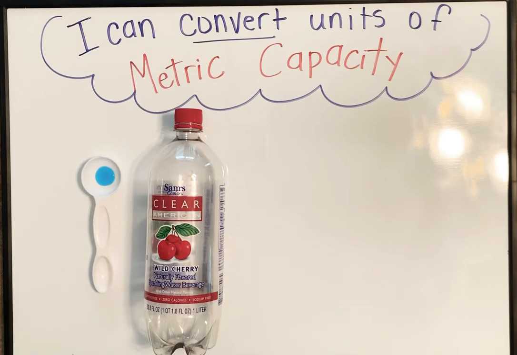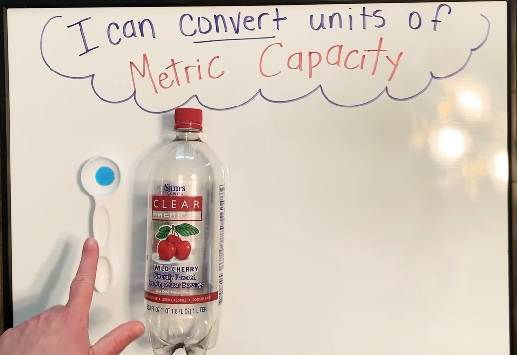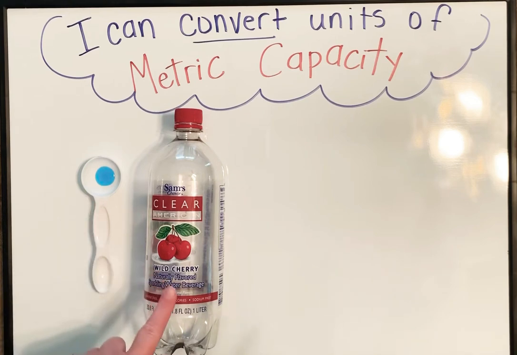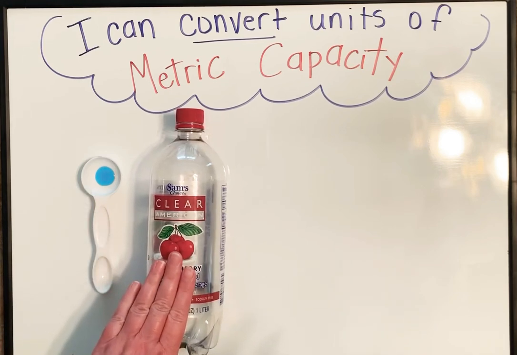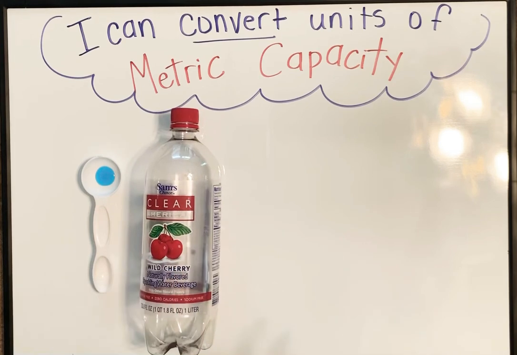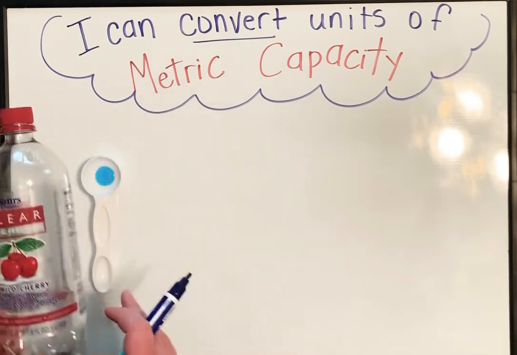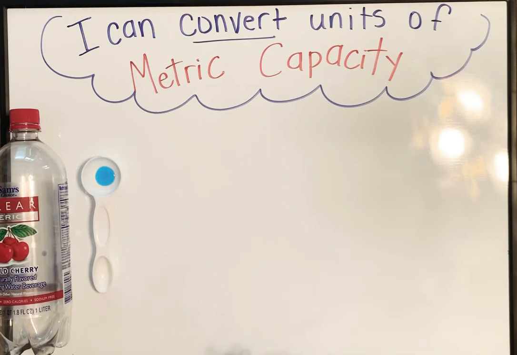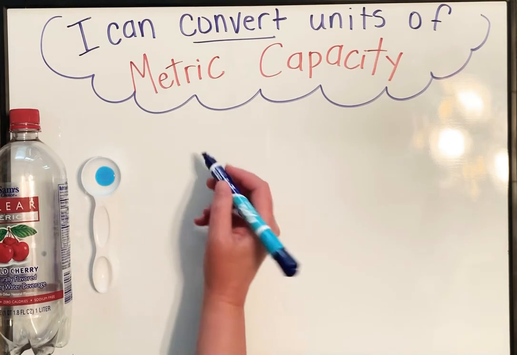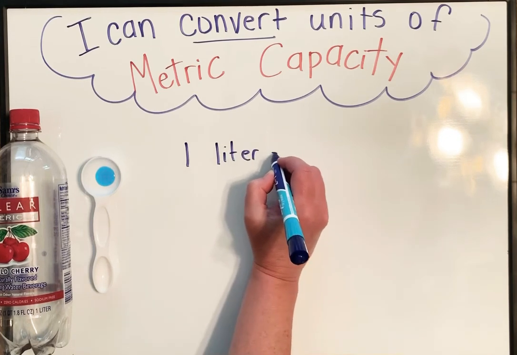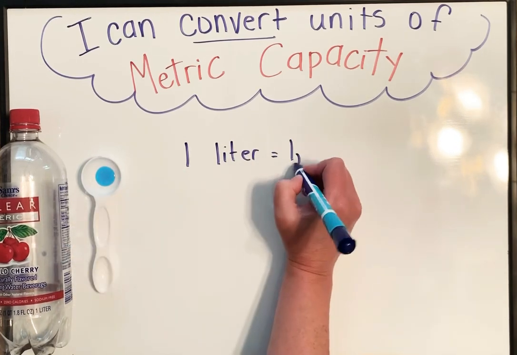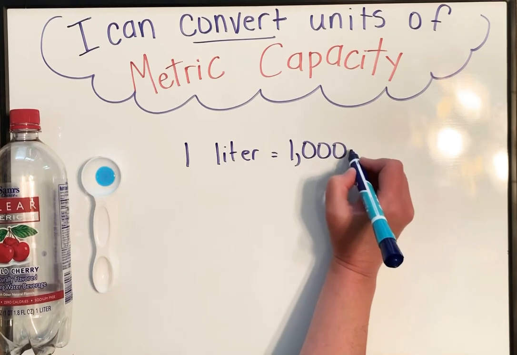Now in 4th grade, we only look at 2 units, the liter and the milliliter. You can see that this is smaller than the liter. It takes 1,000 milliliters to fill up this 1 liter jar, this bottle. And so we only have one conversion to think about when converting metric capacity. 1 liter is equivalent to 1,000 milliliters.